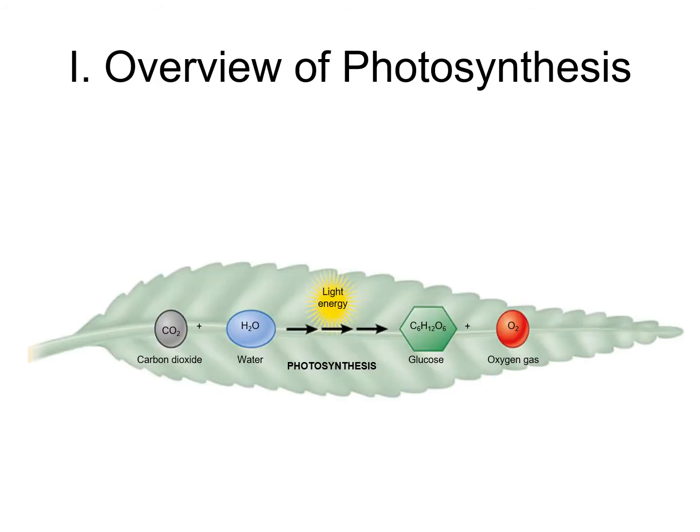Photosynthesis is one of the most important metabolic processes on Earth. We're going to begin with an overview of the process of photosynthesis, beginning with a summary equation. A summary equation is a way of boiling down a metabolic pathway into a simple expression showing the reactants and products. Here we see carbon dioxide and water are the reactants.